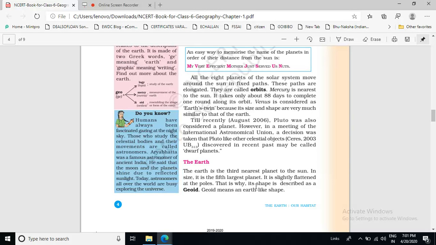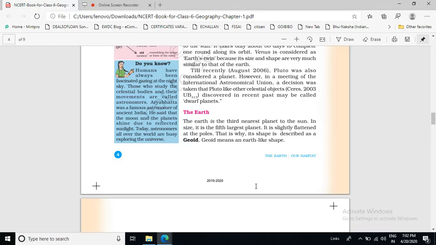And what is the shape of the Earth? The shape of the Earth is a circle. It's round, but it is not a complete round. What we find is that it is slightly flattened at the poles, in the north and in the south. At both the poles, it is slightly flattened, and that is why its shape is called geoid. Geoid means an Earth-like shape. Okay, so what is the shape of the Earth? The shape of the Earth is geoid, which means it is slightly flattened at the poles. Okay.